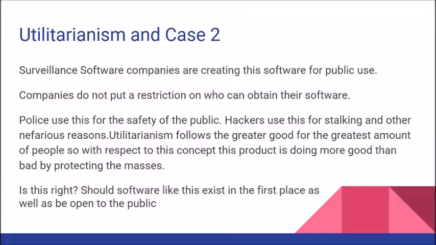Utilitarianism in case 2. Surveillance software companies are creating this software for public use. Companies do not put a restriction on who can obtain their software. Basically, these companies will sell their software for a certain amount of money a month, and whoever has the money can purchase any of these software and use them however they may like to. Police use this for the safety of the public. However, hackers use this for stalking and other nefarious reasons. Utilitarianism follows the greater good for the greatest amount of people. So with respect to this concept, this product is doing more good than bad by protecting the masses. Is this right? And should software like this exist in the first place, as well as be open to the public?